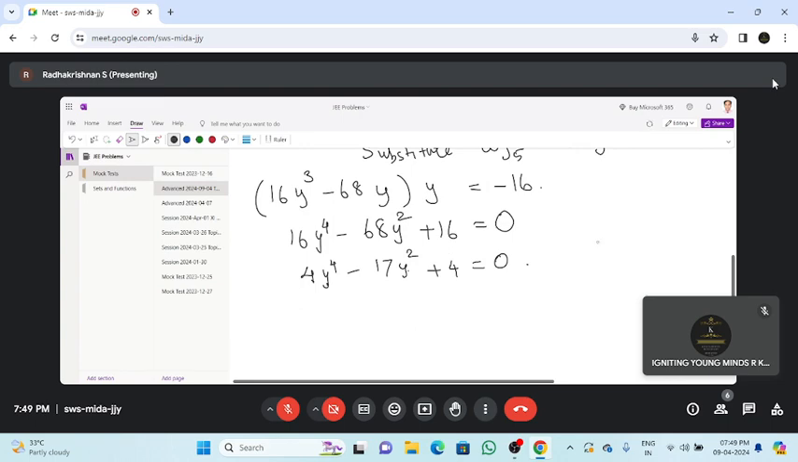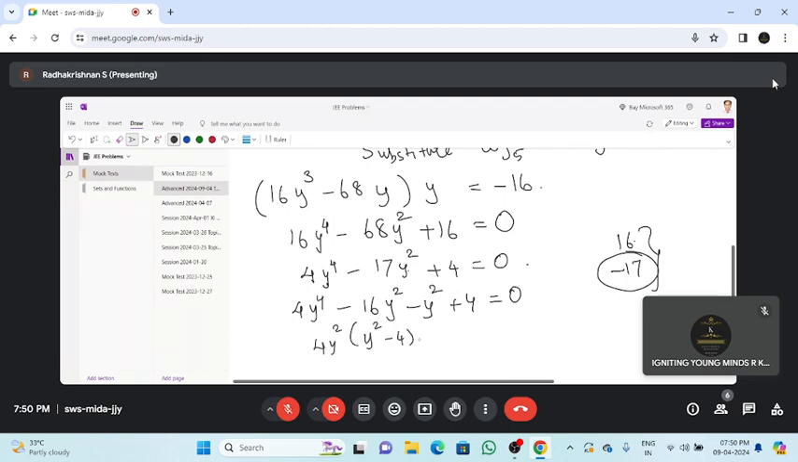By the 4 and 4 multiply, what will come? 16. Okay, so the product is 16 and the sum is minus 17. How can we divide this minus 17? Sir, 4y square minus 1. Correct. It should be 16y square minus y square. Okay, now 4y square into (y square minus 4) minus 1 into (y square minus 4).